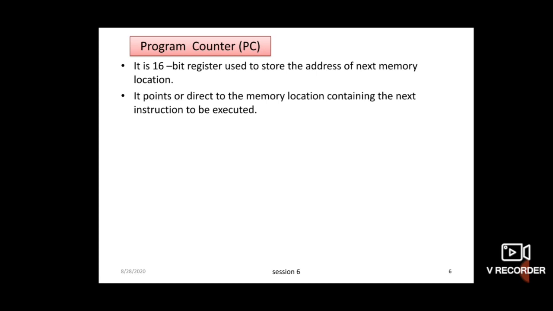The program counter is a special purpose register which at a given time stores the address of the next instruction to be fetched, meaning the address of the memory location containing the next instruction to be executed. What is the function of the program counter? It points to the memory location containing the next instruction to be executed. How is it? See, suppose this is a program.